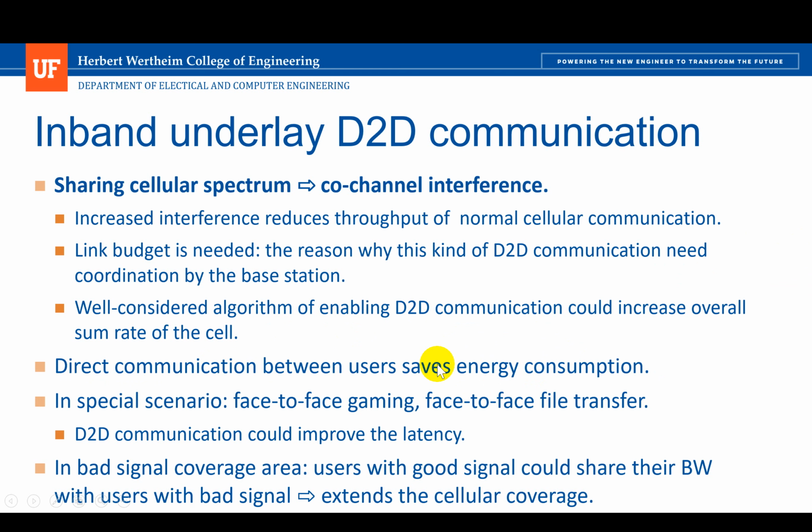They don't need to talk to the base station that is really far. And also in some special scenarios like face-to-face gaming and face-to-face file transfer, they can improve the latency. And also in some extreme scenarios, some users have good signal and can share their bandwidth with those who have bad signal. The received signal strength will vary by device, so it can enhance the cellular coverage. So this is the main problem, the co-channel interference, that we are going to handle in this in-band underlay D2D communication.